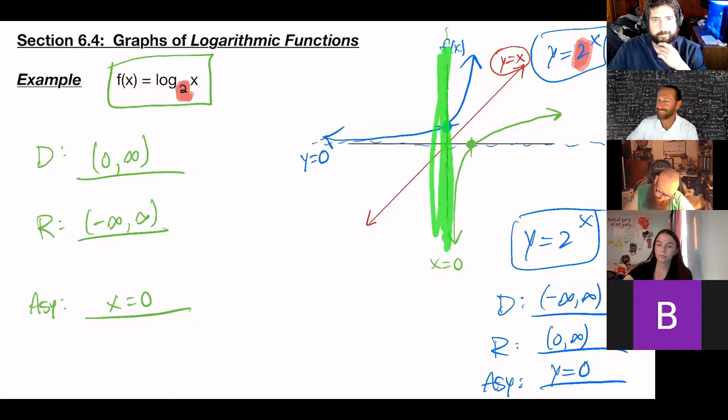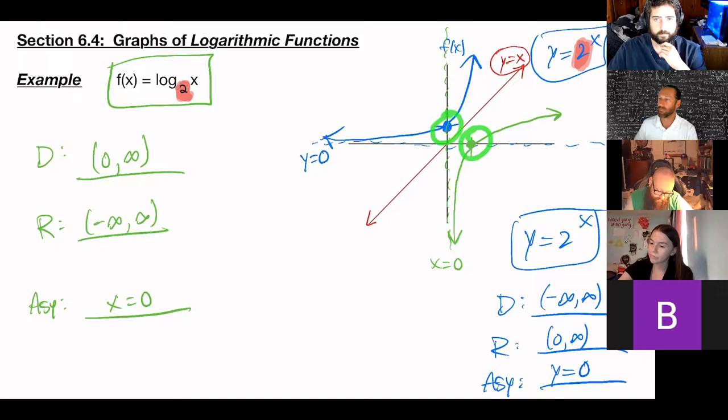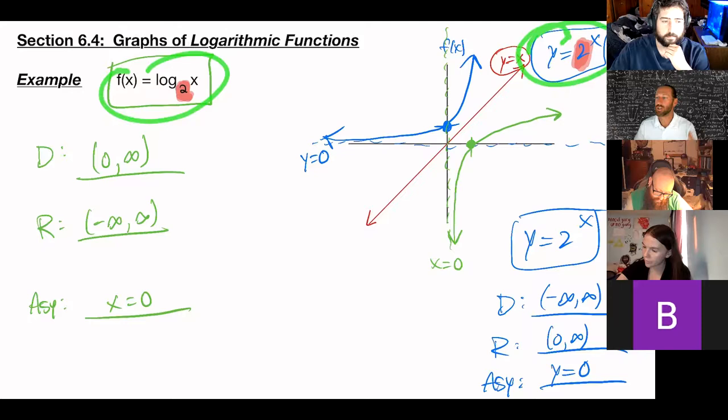Easy enough. Exponential X axis logs straight up and down like a tree. Right? 0, 1, or 1, 0. But of course, what will we do to these as we did those? Shift them, stretch them, reflect them. Do all yoga things. Okay?